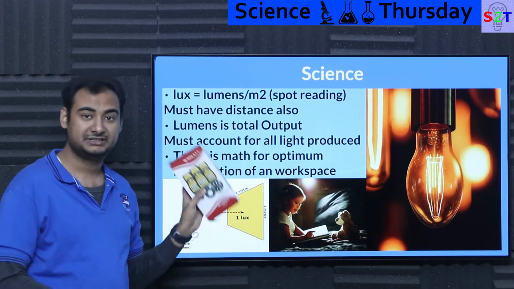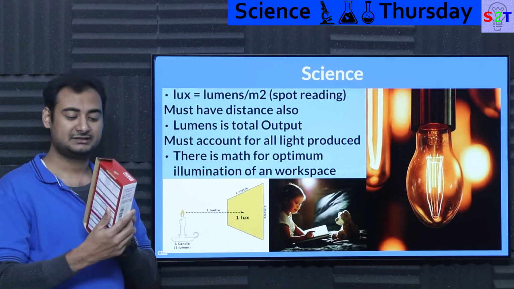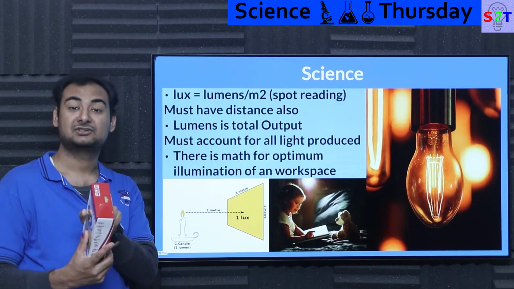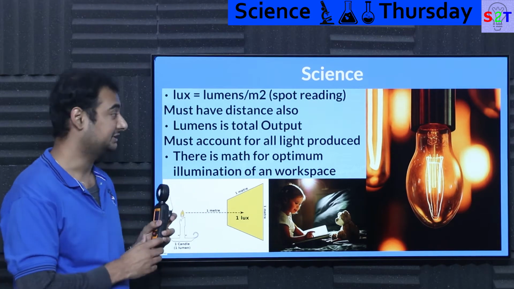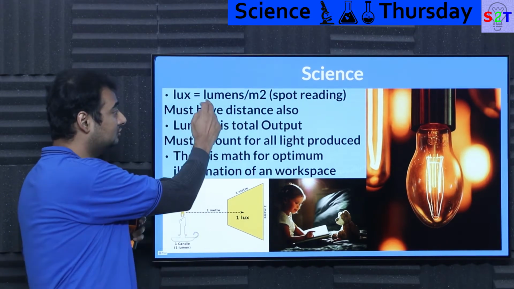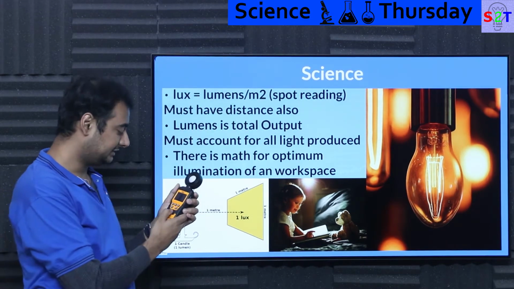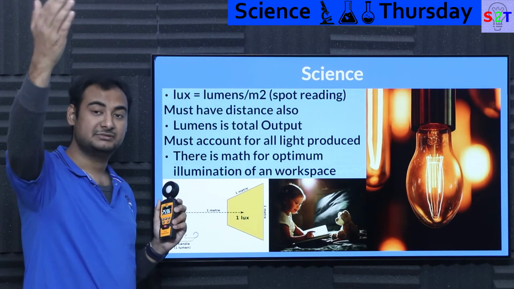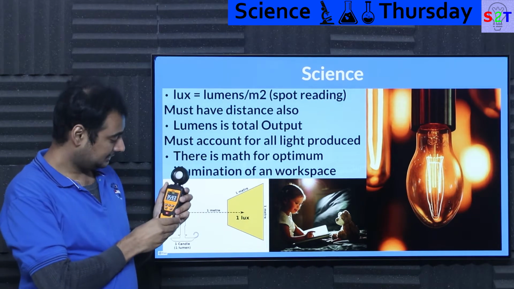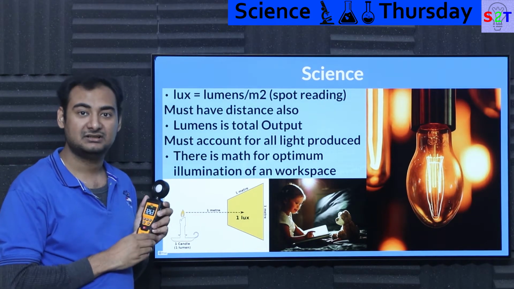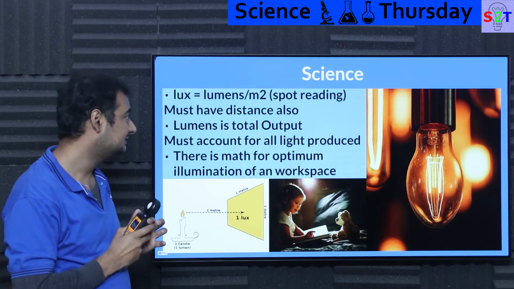Basically, if you try to buy a meter like I did, it's generally going to say lux meter. A lux meter is a spot reading meter. You have to understand lux simply means lumens per meter squared. So if I turn this on and somebody asks me, what is the light output of that fixture there, I cannot just say 300 lux, 360 lux. That does not mean anything, because lux is a spot reading.